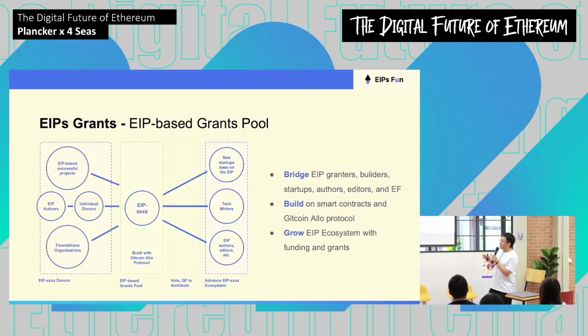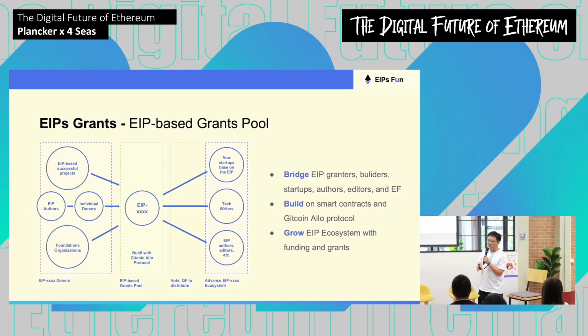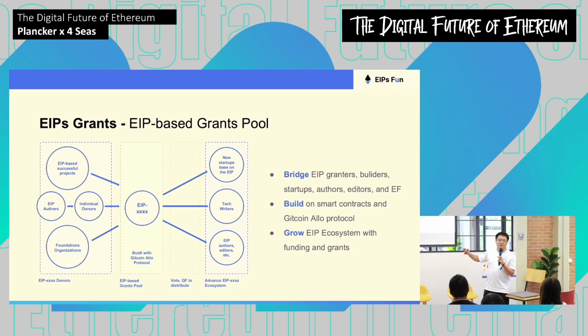The most exciting part is EIP grants. We recognize the requirements from EIP-based successful projects, EIP authors, and Ethereum Foundation organizations, who need to promote some EIPs at some time, right? Before that, it's really hard to share the information, or supporters won't be able to get grants easily. So we are planning to build an EIP-based grants pool, which might be a smart contract.